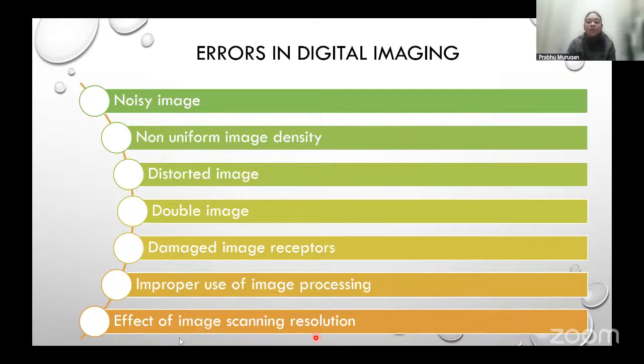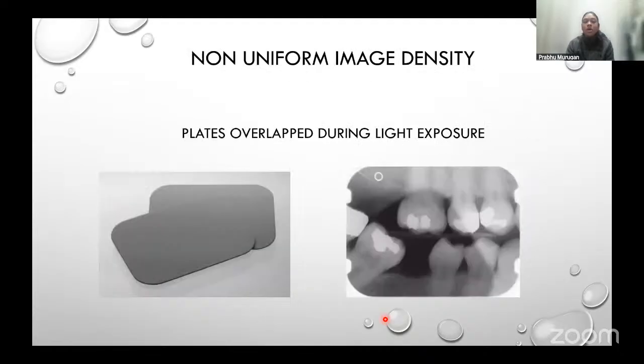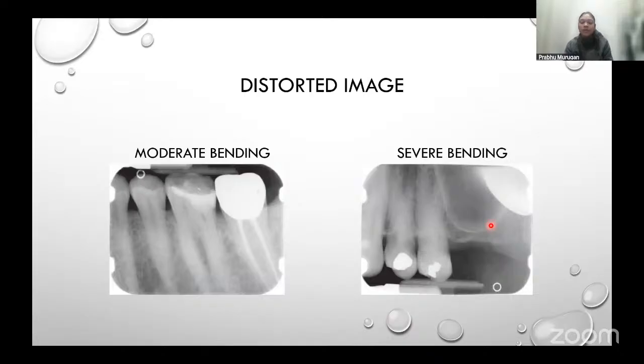And the effect of the image scanning resolution. This also is in case of PSP only. If the scanning resolution is not set properly, the image will not be processed, right? So that's going to be an error again. Noisy image, like I told you, because of underexposure or overexposure. Non-uniform image density, because of plate overlap during exposure.